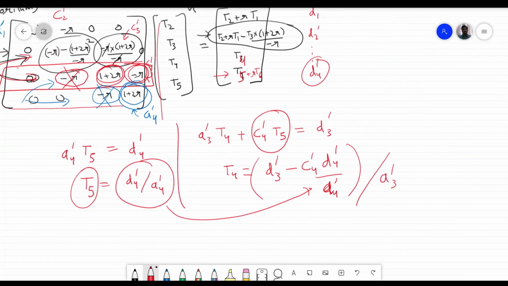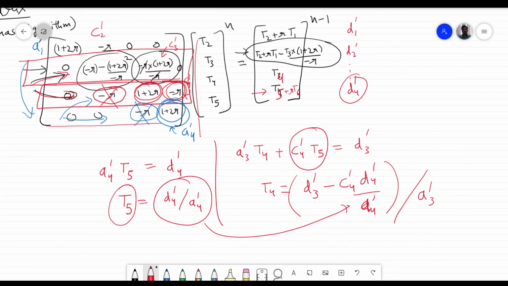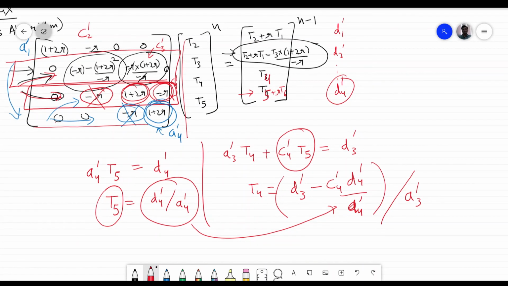Similarly, then you multiply the next row, the row above that, with the column vector there. You get A2 prime times T3 plus C3 prime times T4 equal to D2 prime. And then because T4 is known, you get T3.